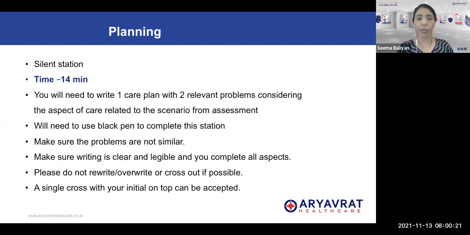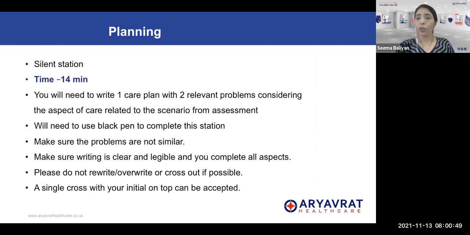And when I say silent station, that means there is no patient interaction in these stations. So all you have to do is get a scenario and just sit and write down. That is the reason it is a silent station. The time given for planning is 14 minutes, and you will need to write one care plan with 2 relevant problems.